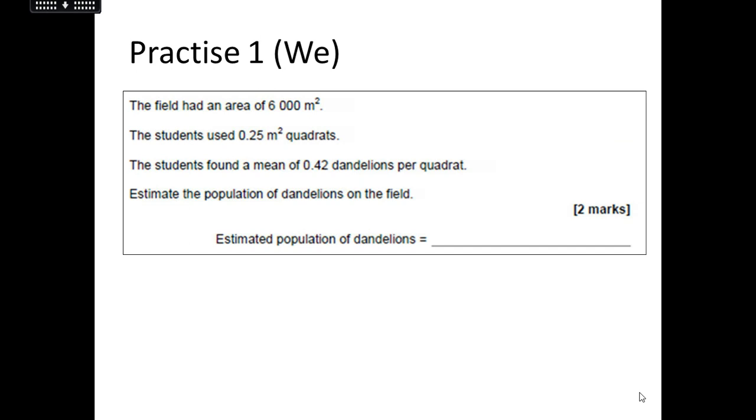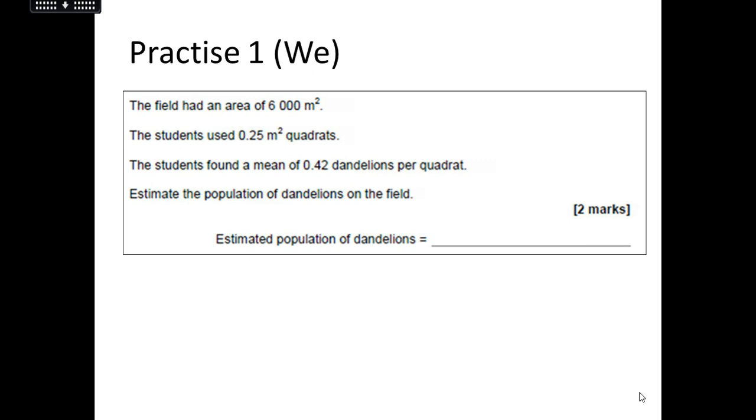So let's do another one together. This is actually an exam question for 2 marks. So we've got a field, it's got an area of 6,000 metres squared, and the students used 0.25 metres squared quadrats. The students found a mean of 0.42 dandelions per quadrat. See what I mean about the decimals haven't been removed yet in even their questions, so I would recommend leaving them until the end for rounding.